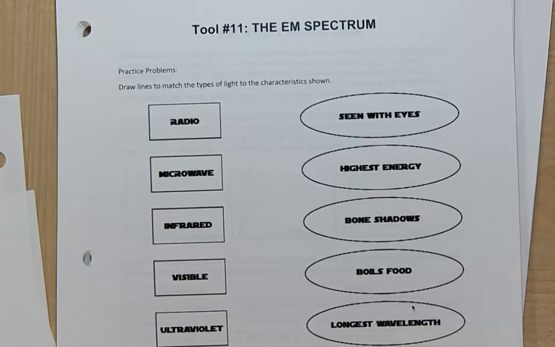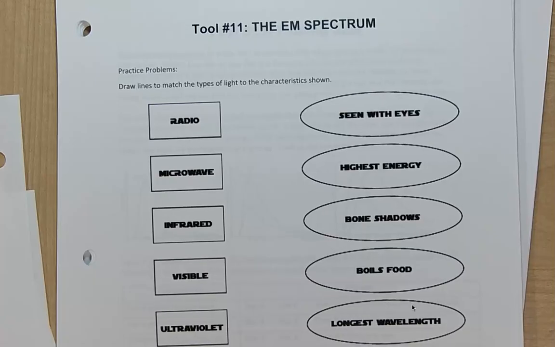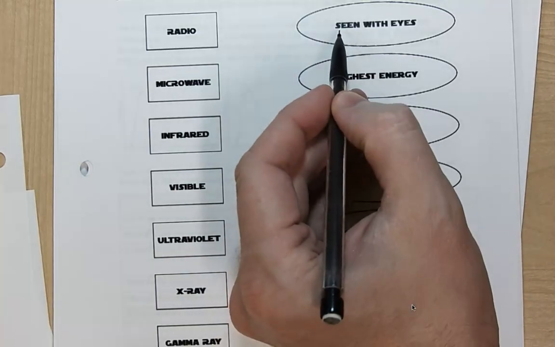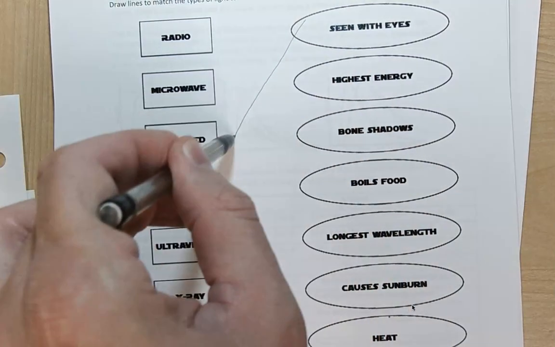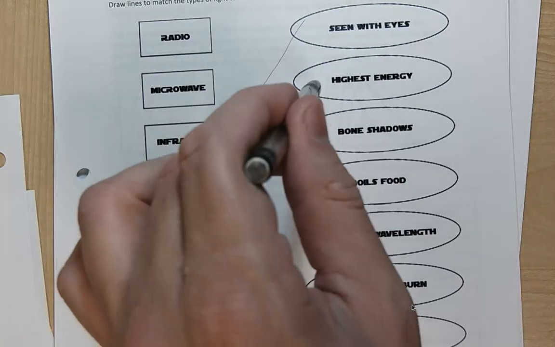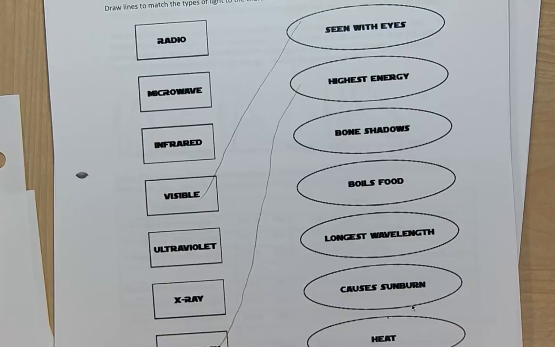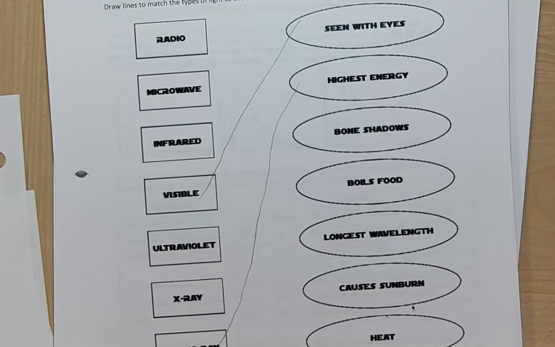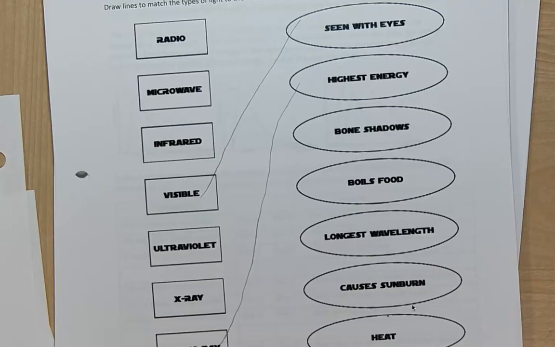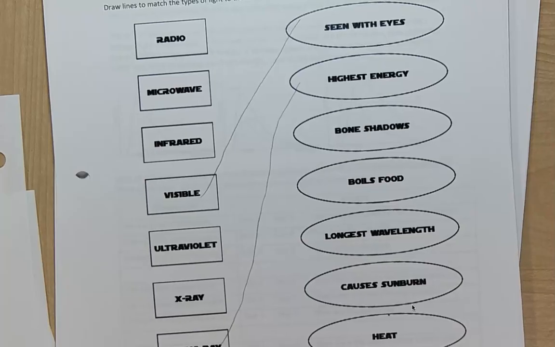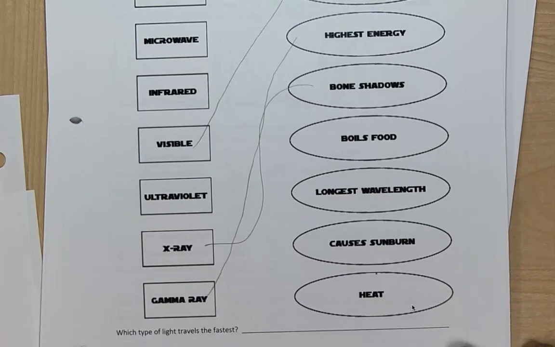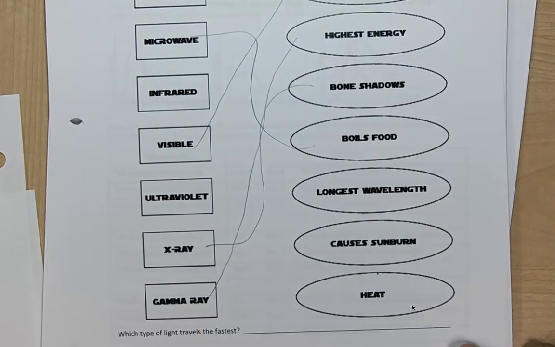Okay. So, we can connect the dots here. Here, in the practice page: Which of these types is seen by our eyes? Visible light. Which of them has the highest energy? Well, the highest energy comes from the highest frequency, so that's gamma rays. Which type of light can our bones cast shadows with? That's X-rays. Which one of these boils food? Well, food boils at the right frequency in the microwave part of the spectrum.